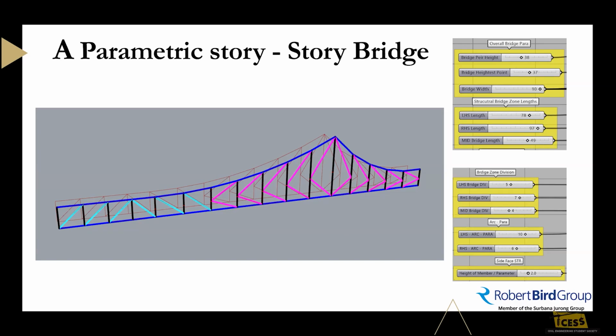So you can see there, I've got bridge pier height, I've got the bridge width, the length of the left side, the right side, the length of the midspan, and then also you see here, the bridge zone divisions. That's the number of vertical elements in each structural zone. And also changing the parameter of the arcs on the bridge itself as well. And what is this height of member? That's the height of the midspan truss and the front truss.